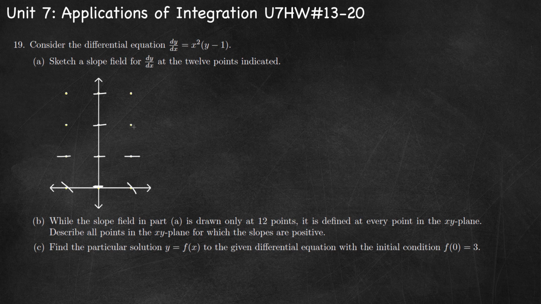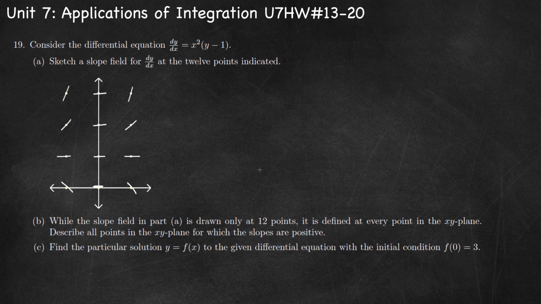At (1, 2), when x is 1 and y is 2, we get 1 times (2 minus 1), or just 1. So here the slope is 1. And at (-1, 2), we also get a slope of 1. At (1, 3), we get 1 times 2, which is 2. We have a slope of 2. And at (-1, 3), we also have a slope of 2. So we've sketched our slope field for those 12 points.